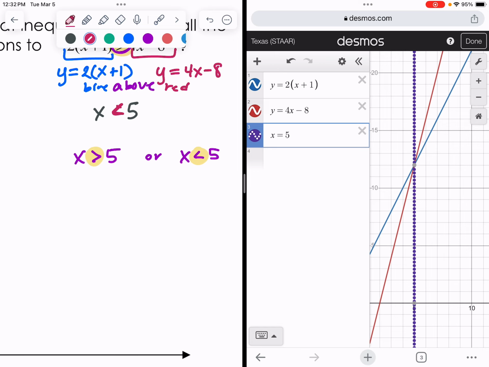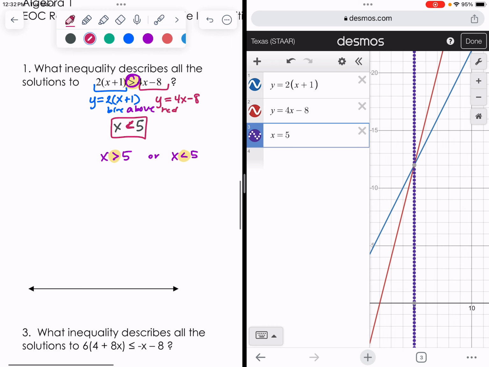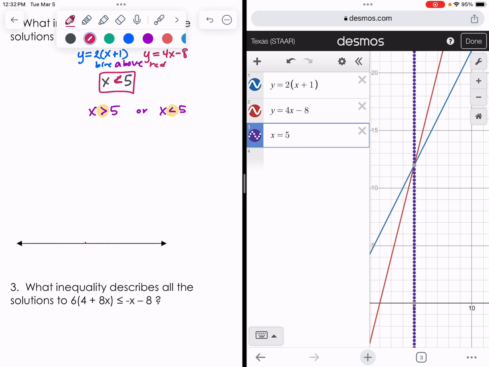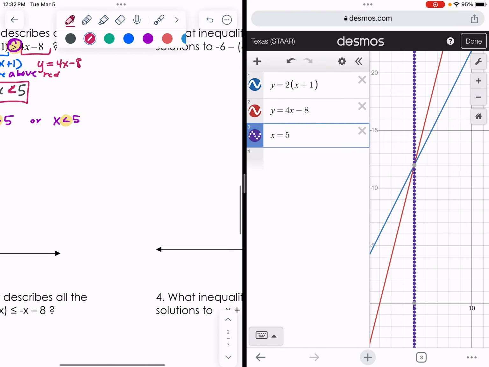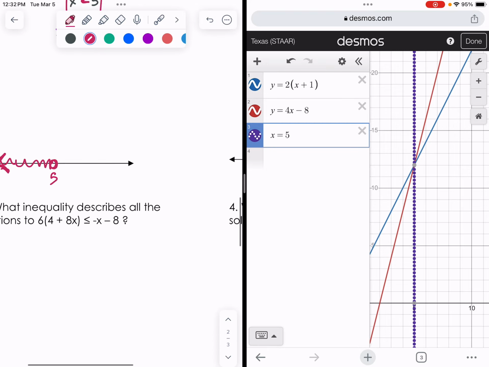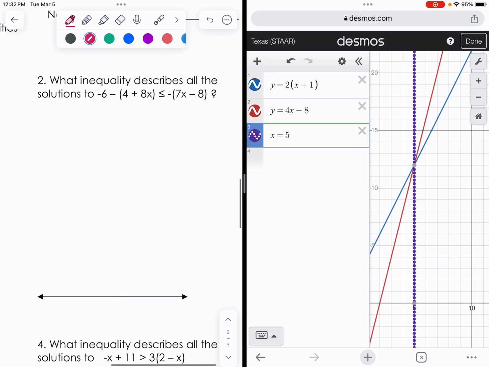And so less than 5 would be our final answer. Okay, and so if we have to graph it, we would have an open circle at the 5 and we would shade to the left. Okay, open circle because there's no line underneath the inequality. Okay, so let's see. Let's do this next one.